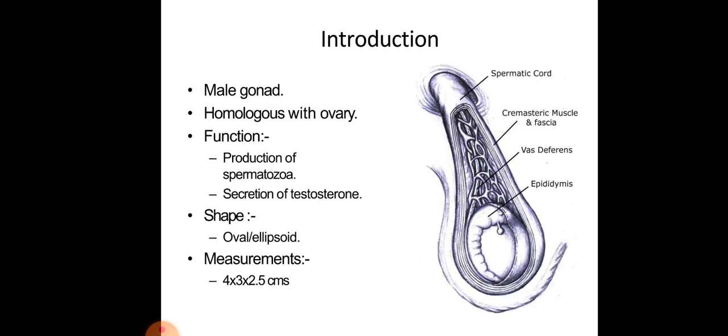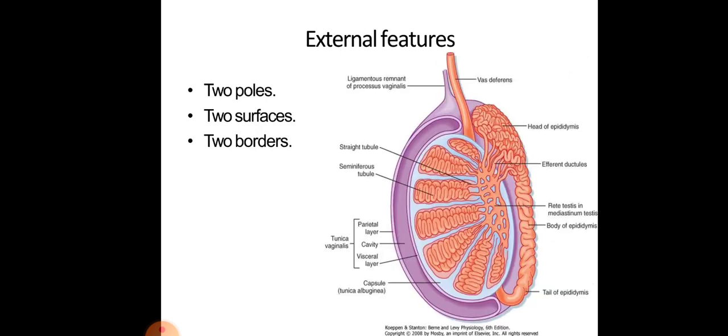Then we have the next male reproductive organ, that is the testis. It is a male gonad, homologous with the ovary. Function is production of spermatozoa and secretion of testosterone. Shape is oval or ellipsoid. Measurements include length is 4 cm, breadth is 3 cm and thickness is 2.5 cm.